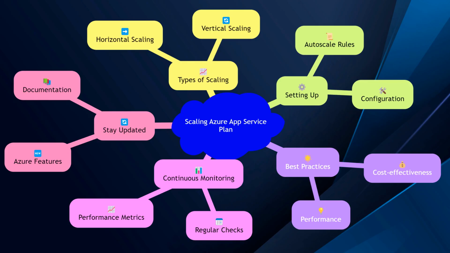Configuring scaling for an app service plan is a critical aspect of managing Azure Compute resources. By understanding the different types of scaling, setting up autoscale rules, and following best practices, you can ensure that your applications are both performant and cost-effective. Continuous monitoring and staying updated with Azure's latest features will help you optimize your scaling strategy over time.